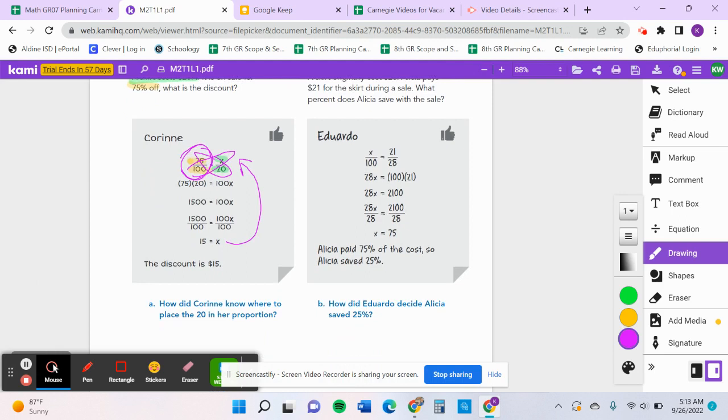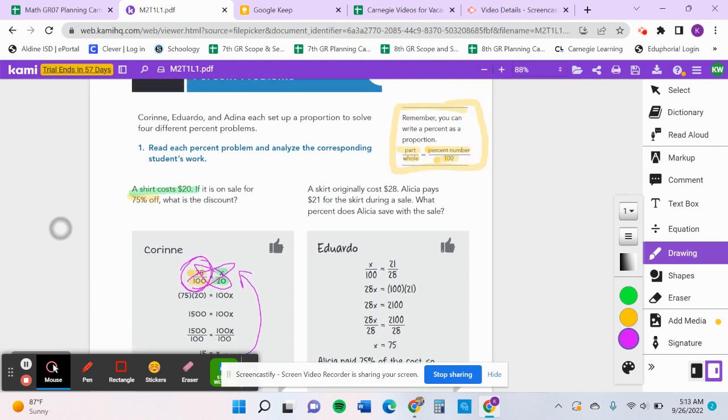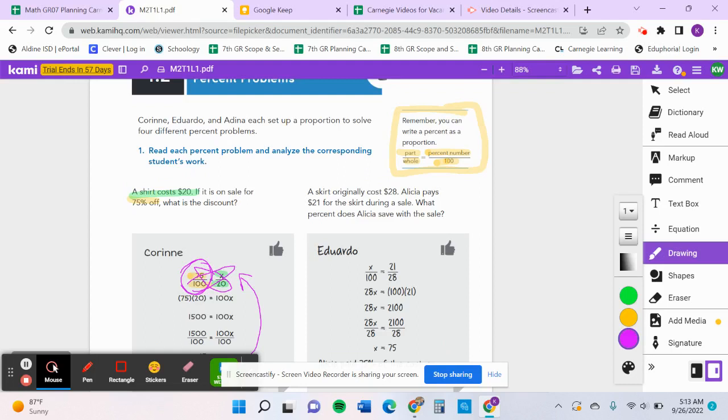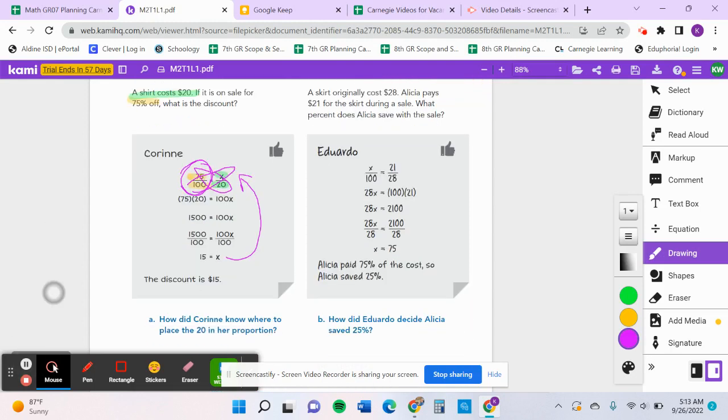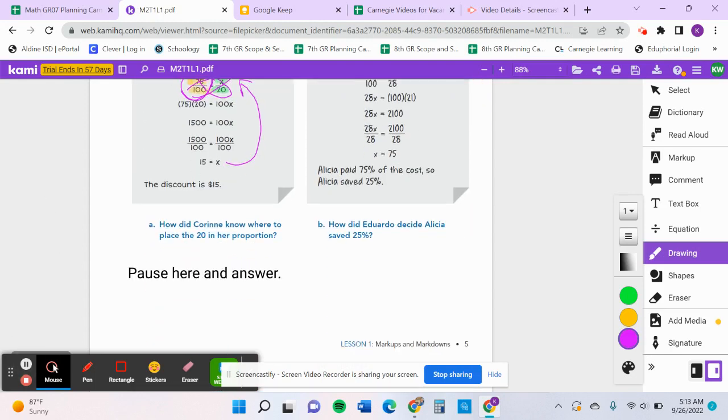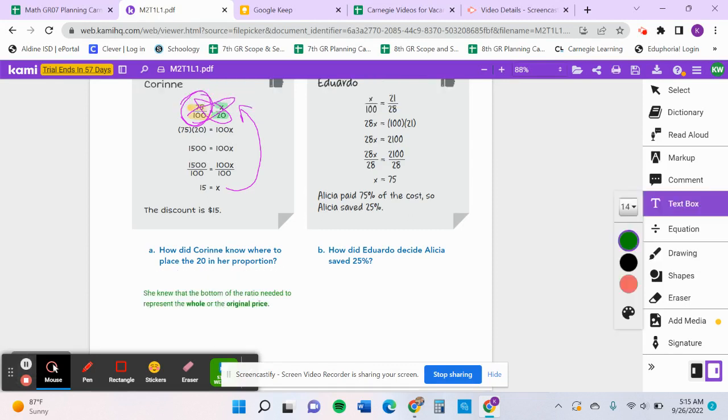Now read question A. It says, how did Corinne know where to place the 20 in her proportion? Well, think about what goes where in our proportion when solving for percents. Remember what we highlighted at the top. Go ahead and take about 10 seconds to answer that. Pause here. For this, you could have answered something along the lines of, she knew that the bottom of the ratio needed to represent the whole or the original price.